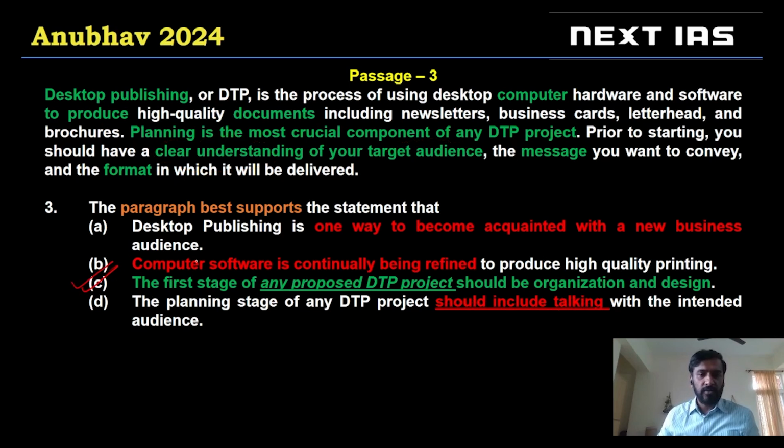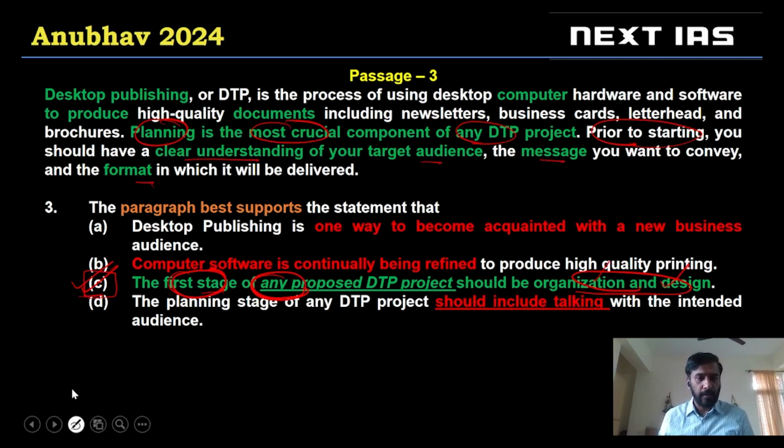But the clear correct choice is the first stage of any proposed DTP project should be organization and design. Organization and design, planning is most crucial of any DTP. The first stage comes from the words prior to starting. You should have a clear understanding of target audience, message, and format. So, organization and design. Option C is the correct answer choice. All right.